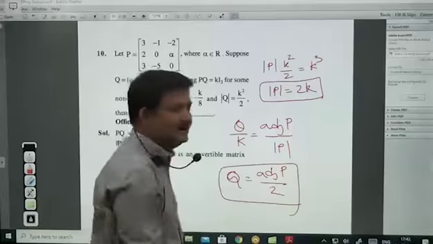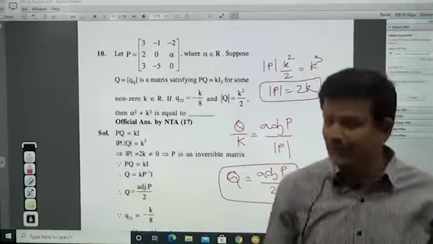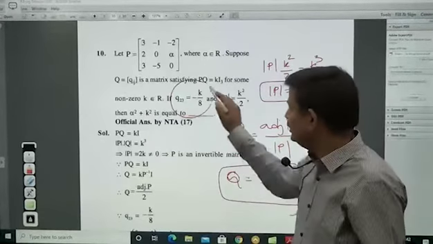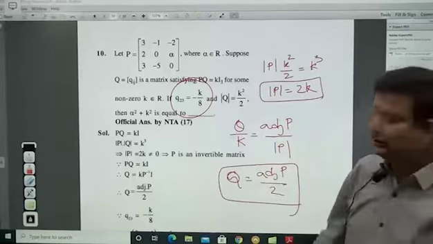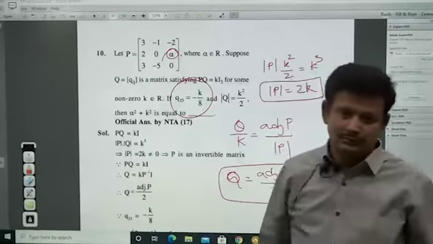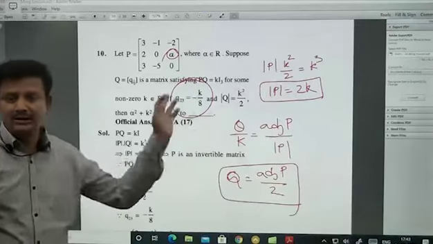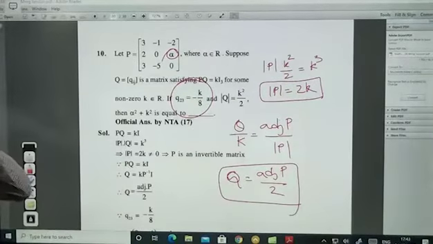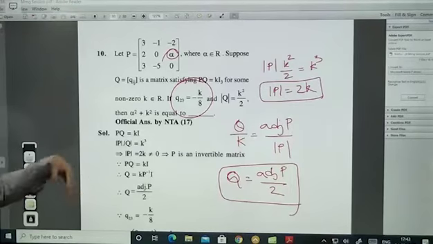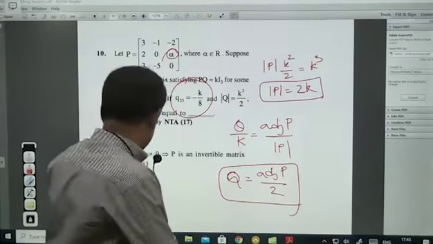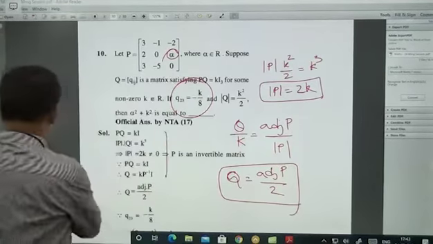Don't find the entire adjoint of P. Our focus is on which element? Q23. So find the cofactor of this particular element. That will give you a condition in terms of alpha, then in terms of k, then you can find the values. Okay. Probably this is what he did.